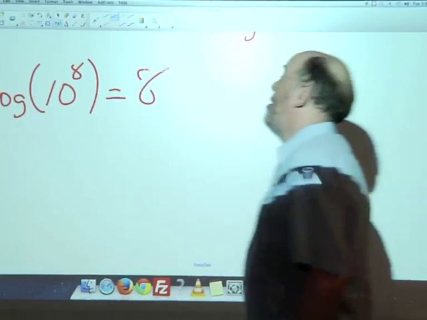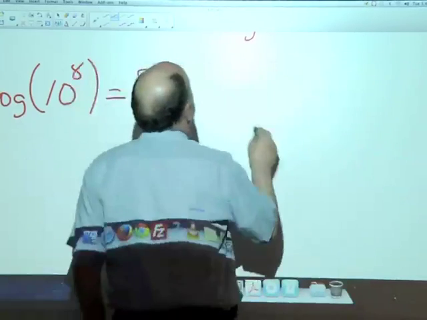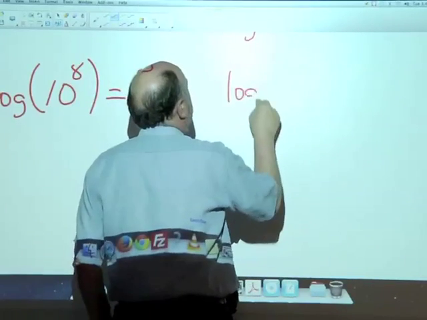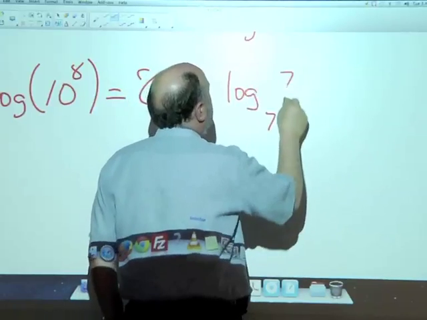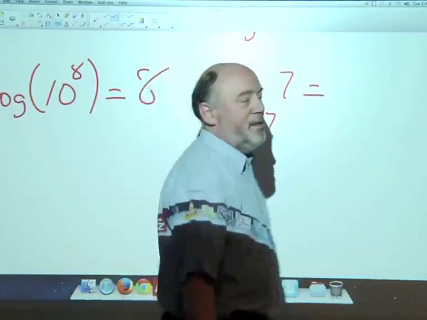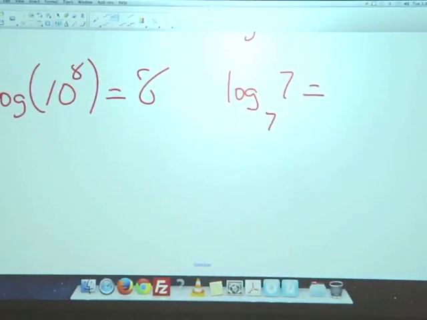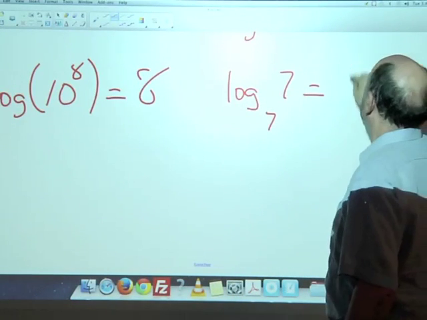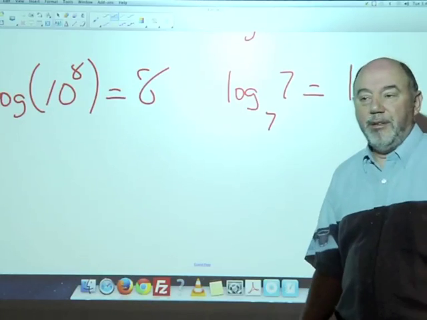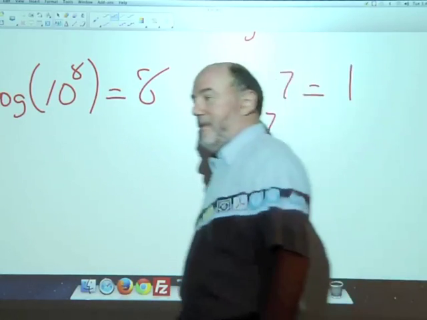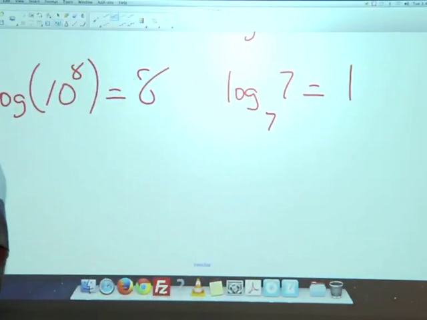All right. What about this? What is the log base 7 of 7? It'll be 1. Okay? If these two numbers match, right? Right?